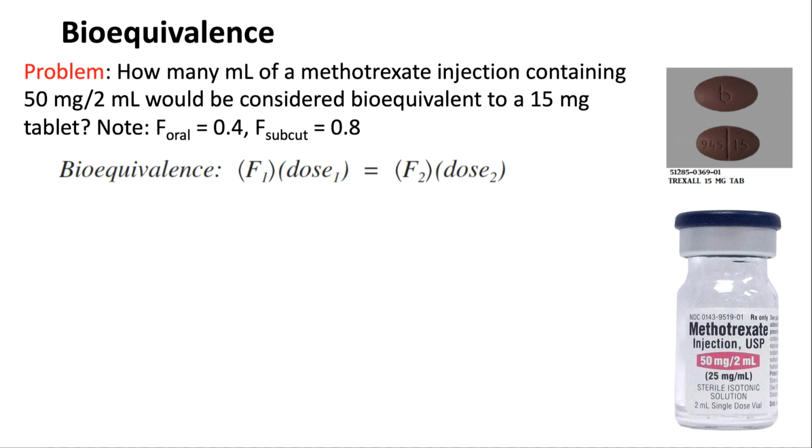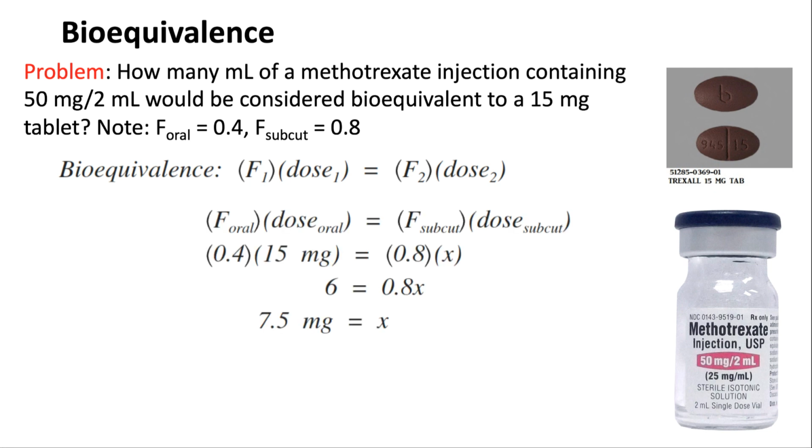In this example, what we want is the dose of the injectable that gives us a bioequivalent dose to the oral route. Okay, so we're going to set up F1 and dose 1 equal to the values for the tablet and set F2 dose 2 equal to the values for the injectable. So let's go ahead and set that up. For the oral side, we were given that the oral bioavailability, or F value, would be 0.4. And we're going to multiply that by the dose of the tablet we were given at 15 milligrams. That is what we want to be equal to, that is the same as bioequivalent to our injectable, which we know has an F value of 0.8 when given subcutaneously, times its dose. But we don't know the dose, so we're going to set X equal to the dose of the methotrexate injection that is bioequivalent to the 15 milligram tablet.